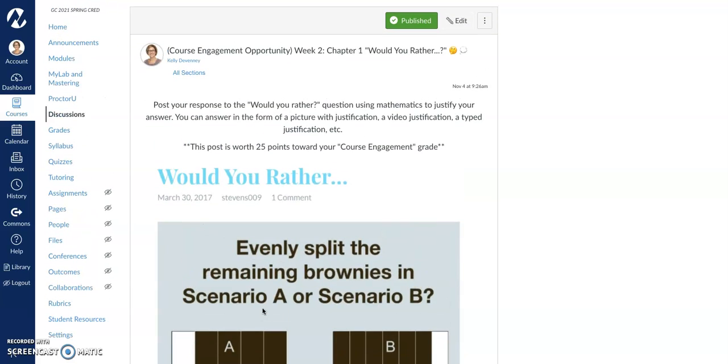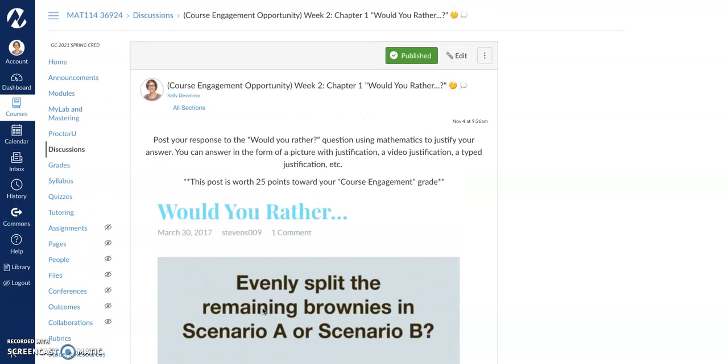So just a few different assignments and discussions of how the students will earn their course engagement points throughout the semester.